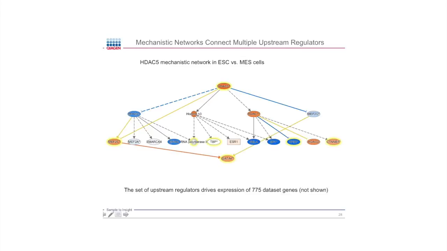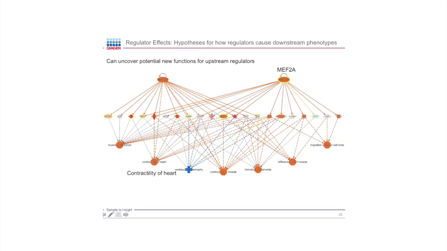Okay. I mentioned the regulator effects, and again, this is a hypothesis for how a regulator or multiple regulators might drive downstream effects. So this regulator effects network shows how HAND2 and MEF2A might work through these data set molecules, by changing their expression, to lead to this muscle contraction and these other downstream effects.